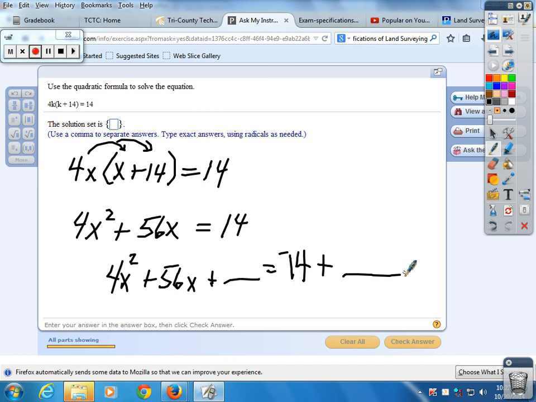Factor out the 4. You're going to get 4 times x squared plus 16x plus blank is equal to 4 times this. And I'll go over here and I'll take this out. And that'll be 4 parentheses x squared plus 14x plus blank is equal to negative 14 plus 4 times blank.